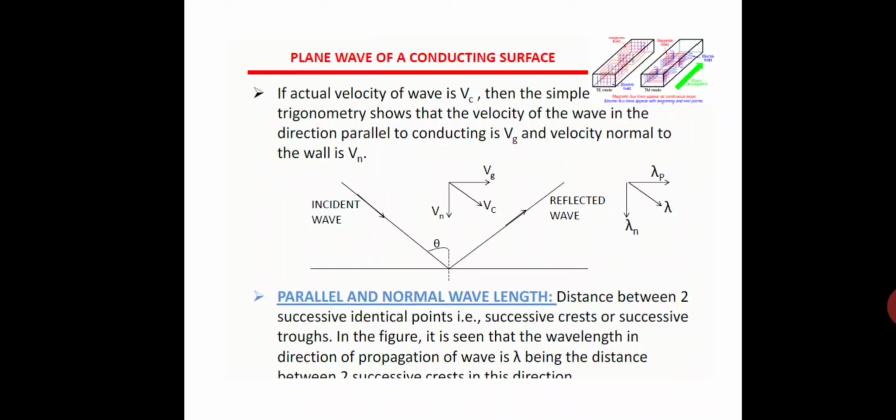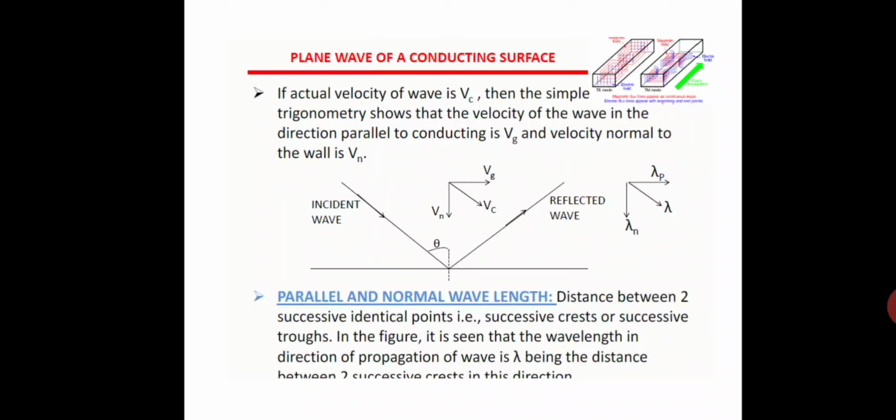What happens at the panel of a conducting surface? If the actual velocity of the wave is Vc, then simple trigonometry shows the velocity of the wave in the direction parallel to the conducting surface is Vg, and the velocity normal to it is Vn. In the figure, we see the incident wave, the reflected wave and the normal velocity. Theta is the incident angle. Vc is the incident wave velocity, and Vg and Vn are the parallel and normal components.